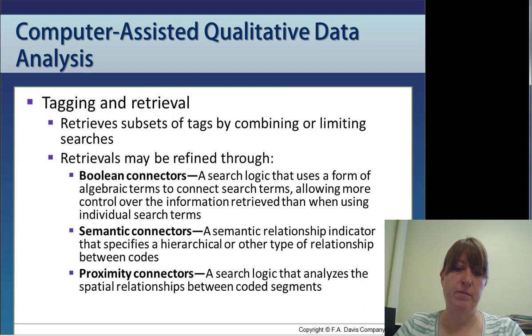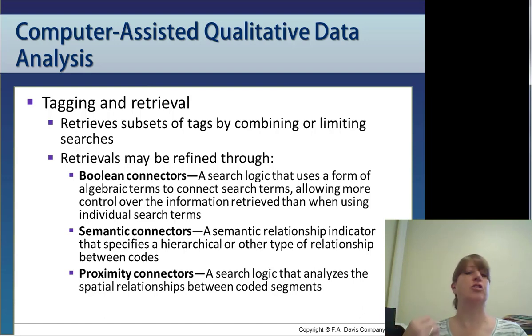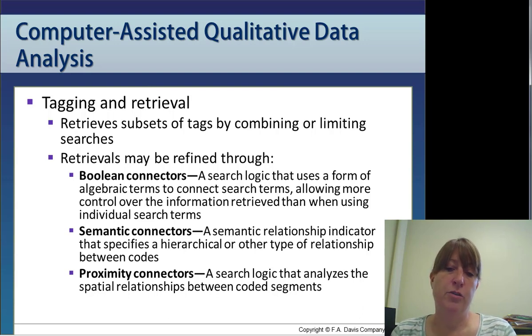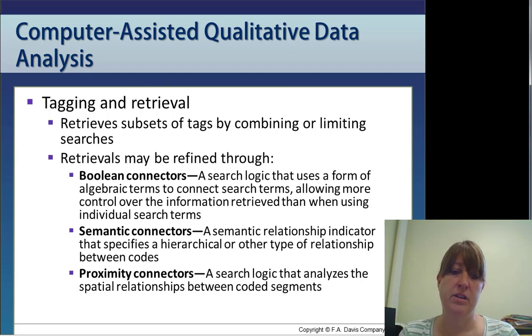You can use your Boolean connectors, which we use when you do any kind of data search. If you're looking at CINAHL or whatever you're looking at when you're looking for journal articles, you use Boolean connectors, plus, and, or whatever. Semantic connectors, you can identify retrieval through semantic connectors. So whether there's a hierarchical relationship or some kind of relationship between the codes, proximity, whether they're close together in the text. It'll analyze that.